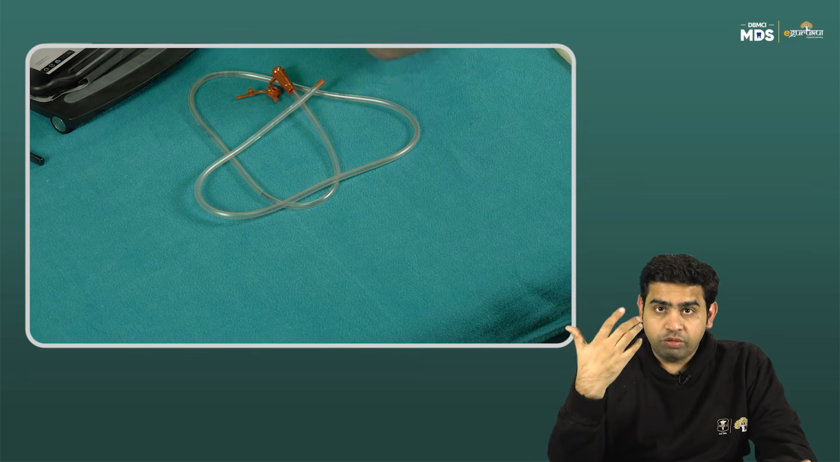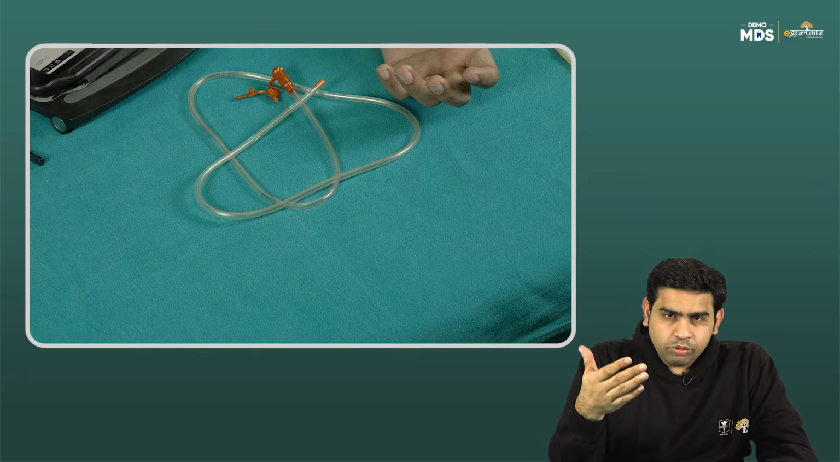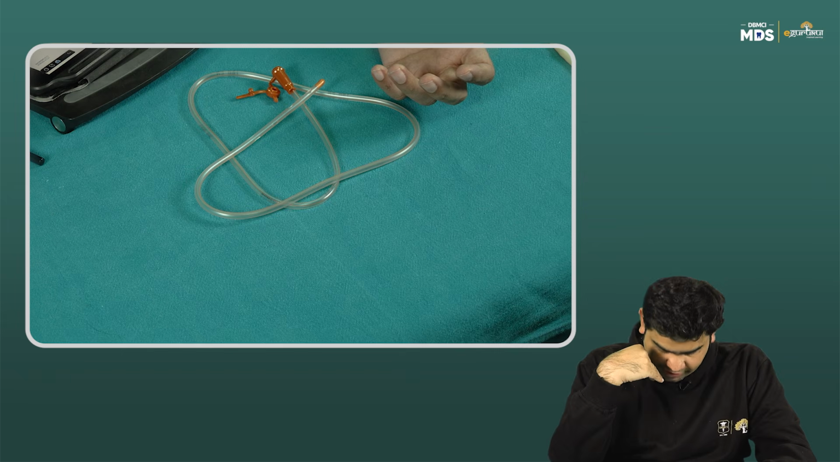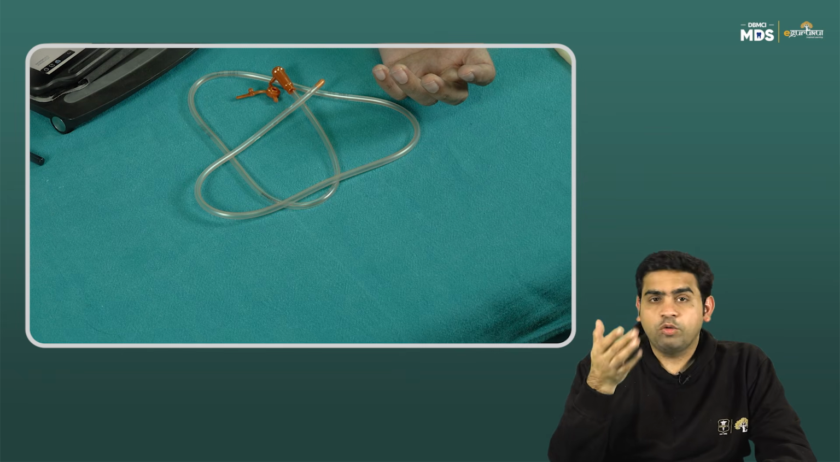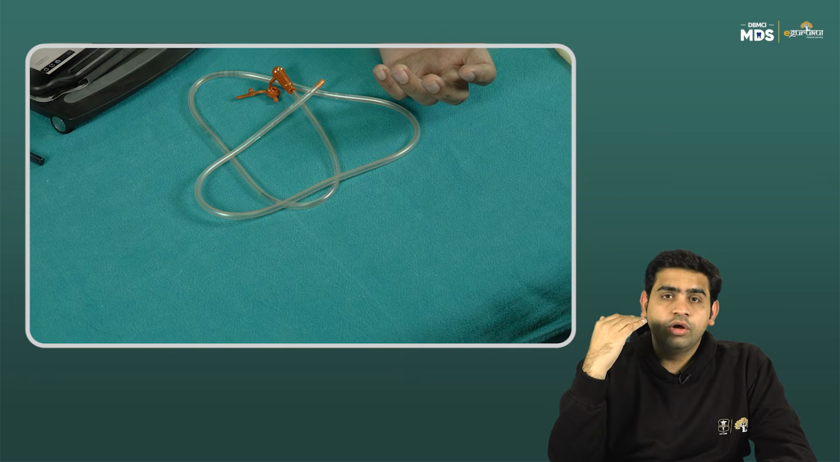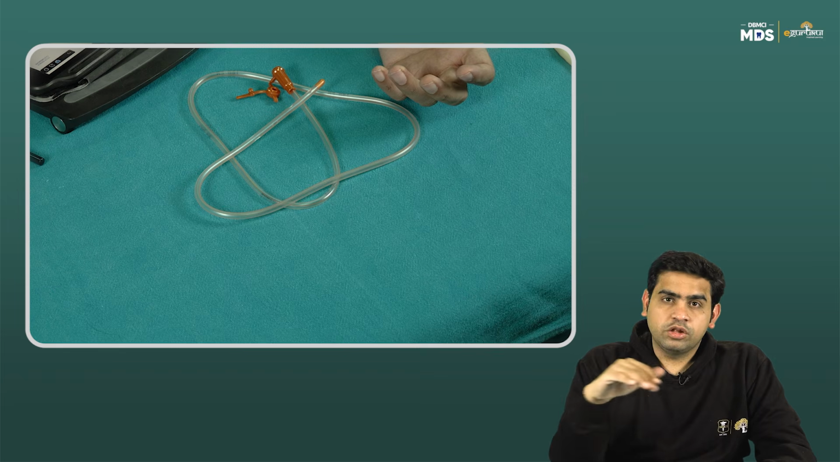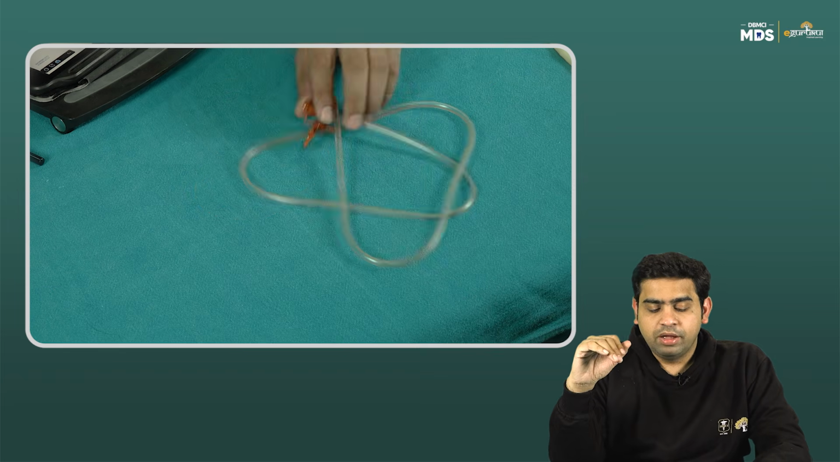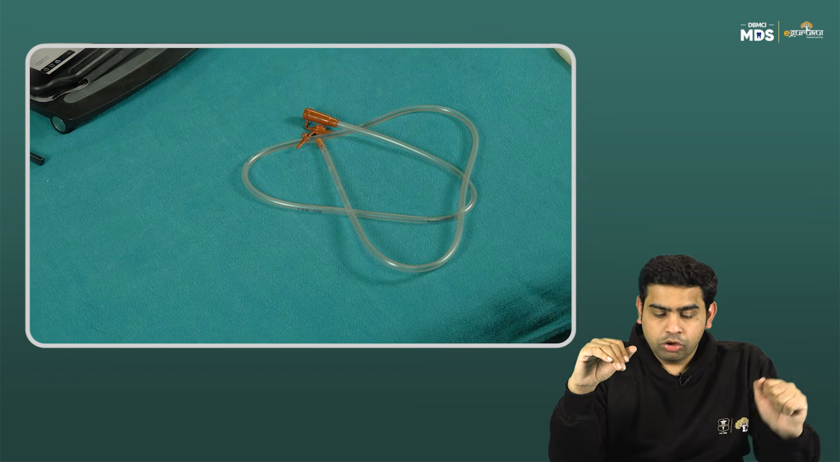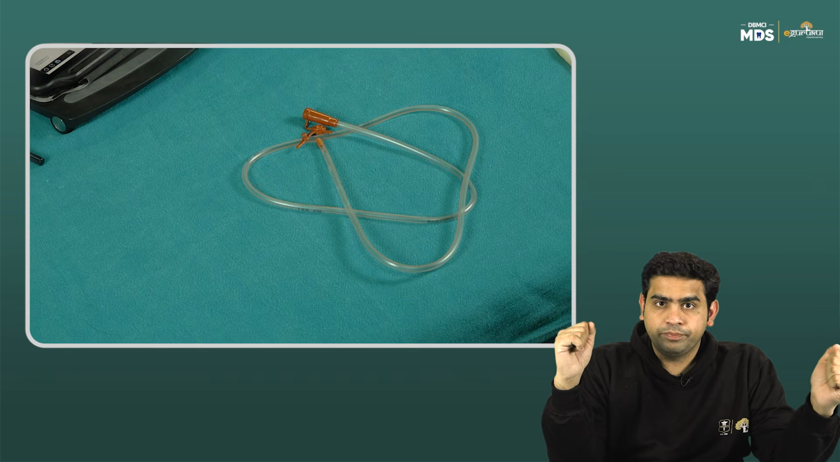Then I told you the best position to put this is the sitting position or semi-recumbent, with the neck flexed. And the last point was about the contraindication. Severe maxillofacial injury or a base of the skull fracture is a contraindication to putting this nasogastric tube. Okay, so that's all about this particular tube.